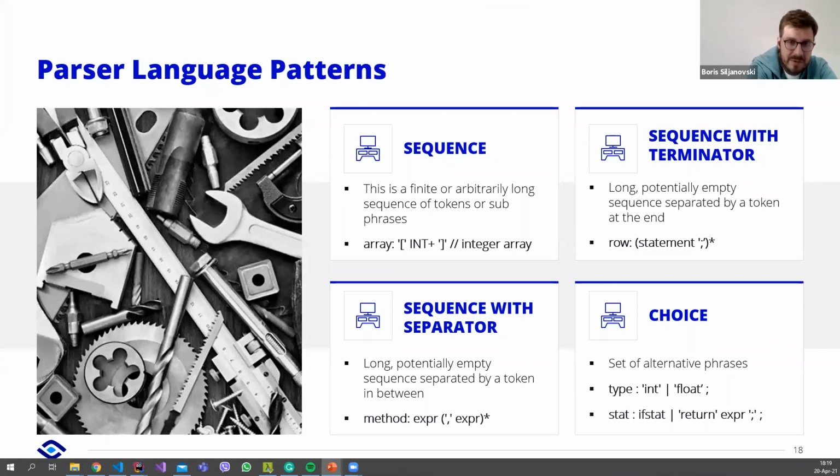The parser language patterns, on the other hand, are basically a sequence of tokens that are counted in series. We have a sequence with a terminator, basically a statement that ends with something. With a separator, a group of tokens that are separated by some value. We have a choice, basically alternative phrases. For example, a type can be either integer or float, and some statement can be an if statement, a return statement, or a while statement.